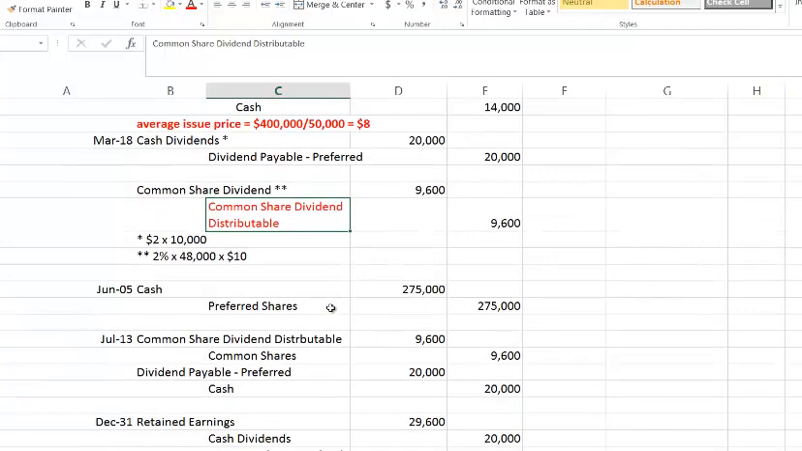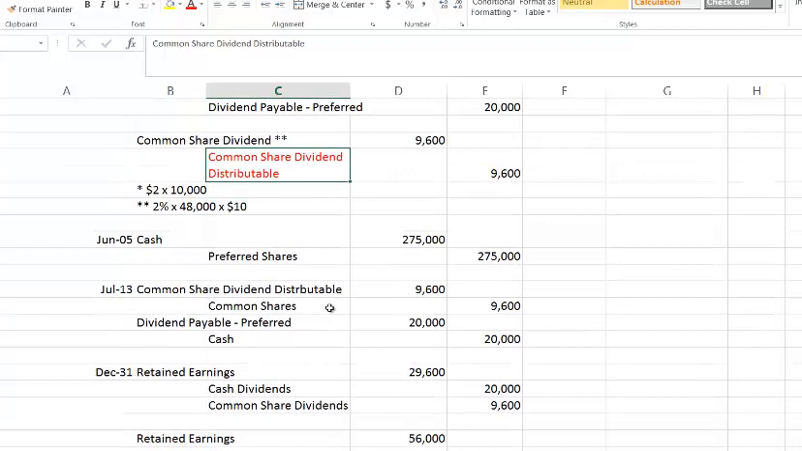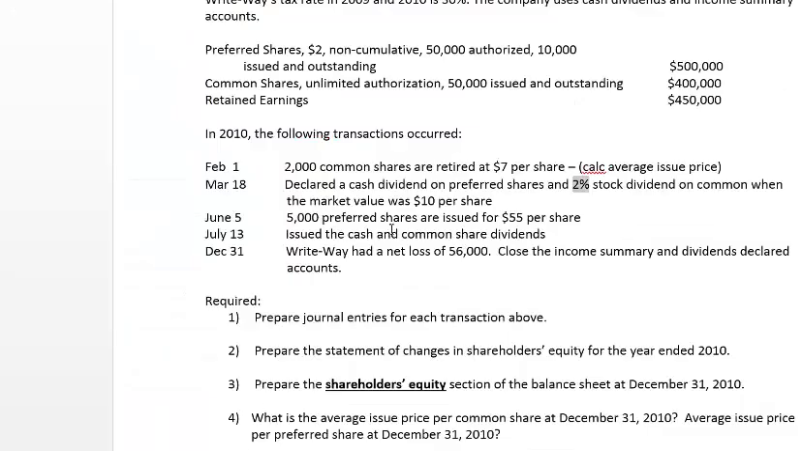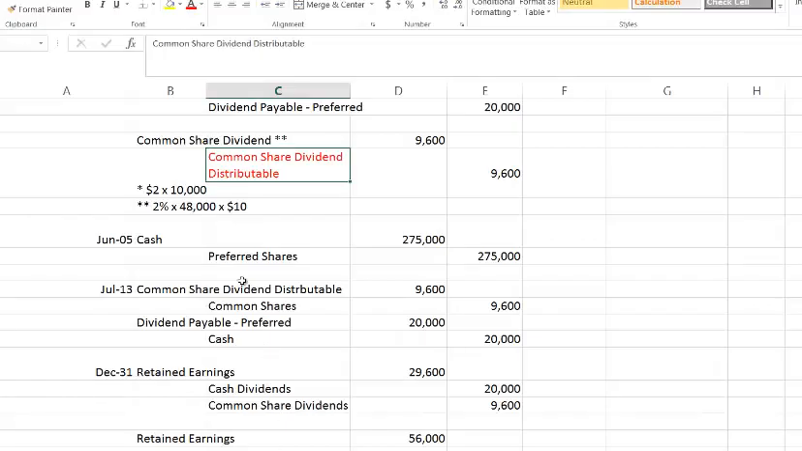Now, on June the 5th, what did we do? We issued some preferred shares. In fact, the question told you that you issued 5,000 shares for $55 a share, so therefore we're going to debit cash and we're going to credit preferred shares for $275,000.